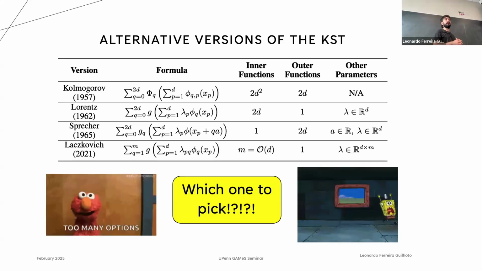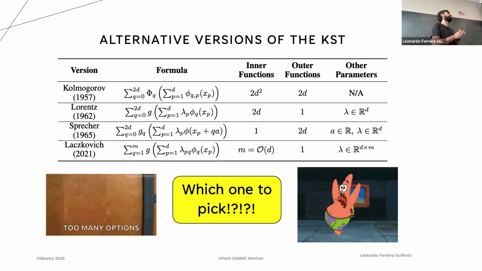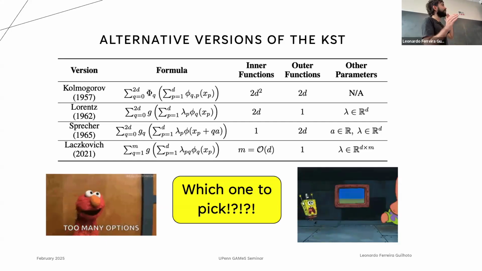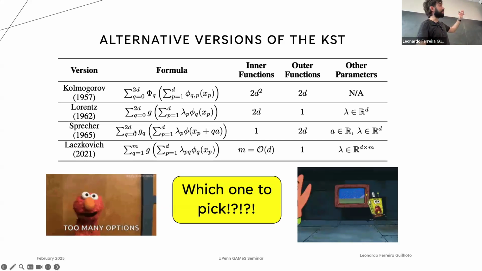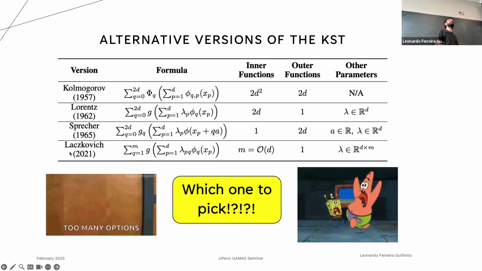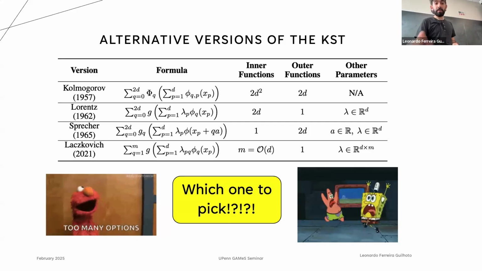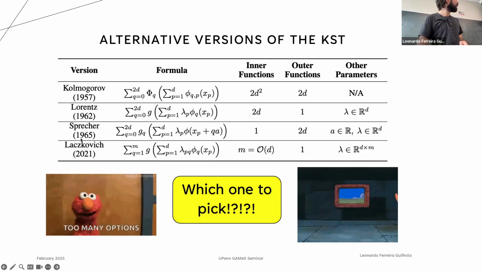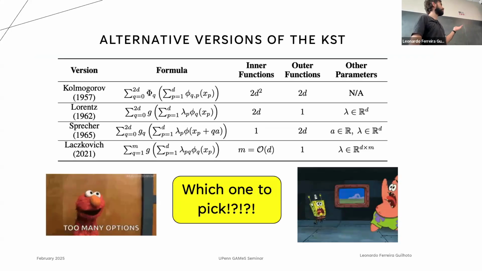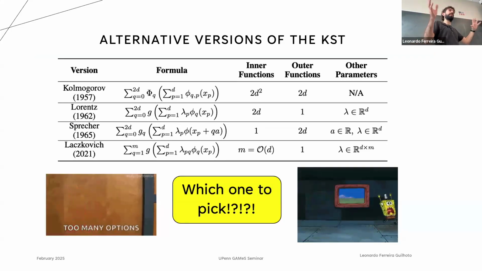And there's a bunch of other assumptions and differences in the peculiarities of the theorem. So which one to pick? My goal for the next little bit of this talk is to convince you that this last one, the Laczkovich version, is maybe one of the best suited ones. So let's talk a little bit about that version of the theorem. I'm going to call this the Laczkovich KST. And by the way, I will refer to all of these theorems collectively as superposition theorems going forward.